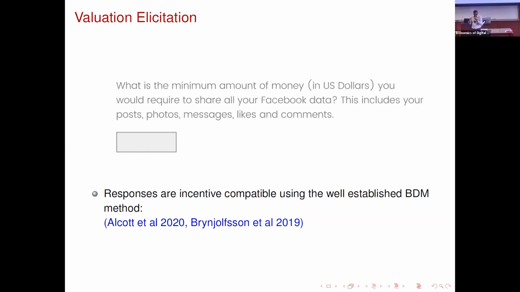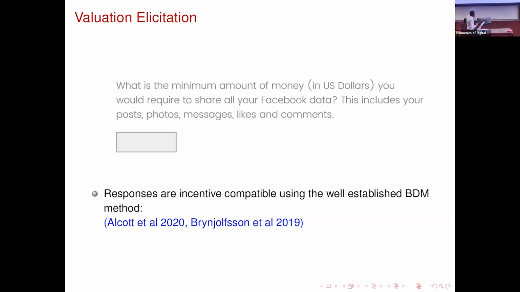So as I was explaining, we use a BDM approach and solicit incentive compatible valuations for giving up your Facebook data. In the end, in addition to compensation for taking part in the study, we pay a few $1,000s in total for the people who have been participating in our study. So this is a very high stakes setting with real money on the table, involving personal data, which is quite different from most of the literature estimating valuations of data when they look at email addresses and demographic information.